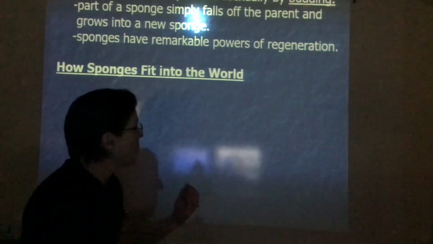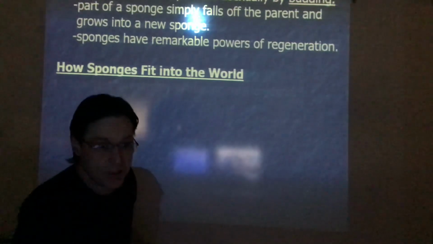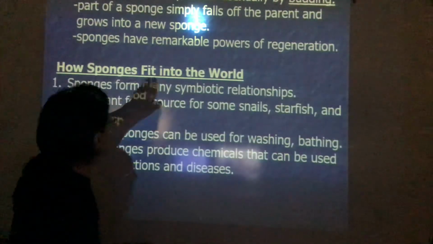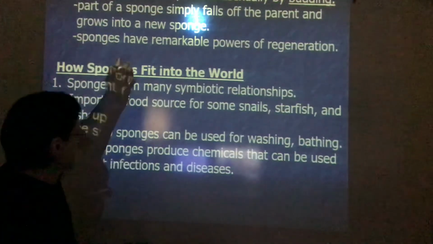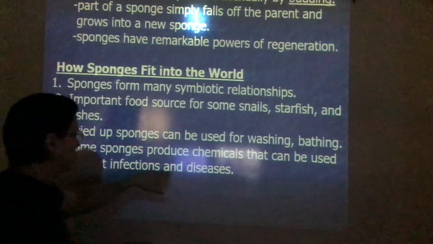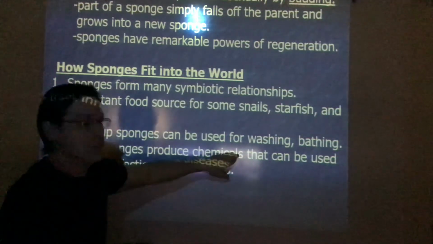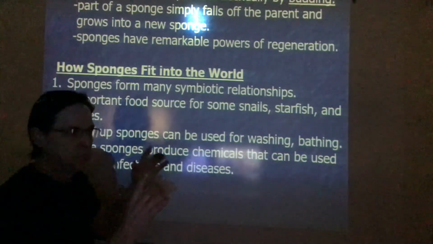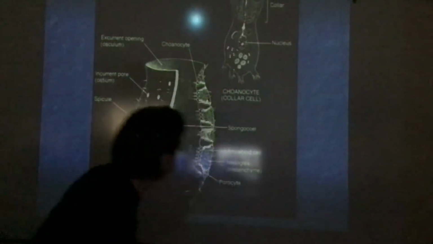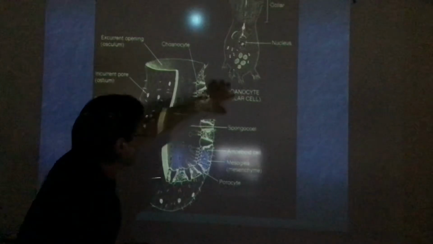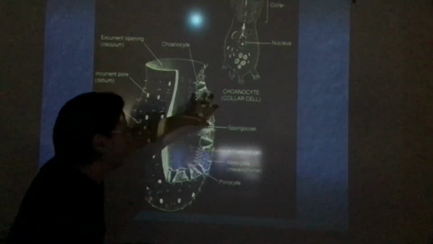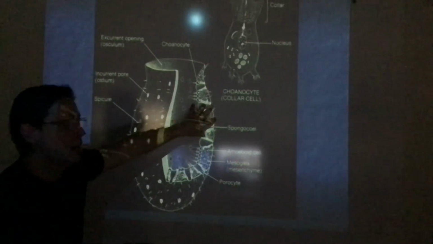Okay? So last but not least is the slide where it says how sponges fit into the world. There are some extra tidbits there. This will talk about treating infections and diseases as well, and bathing, washing, and so on. And there's the picture from the diagram you'll be doing. There's a tube. You'll use this for today. It'll help you out a little with the structure of the coloring guide that I have. So no big deal.